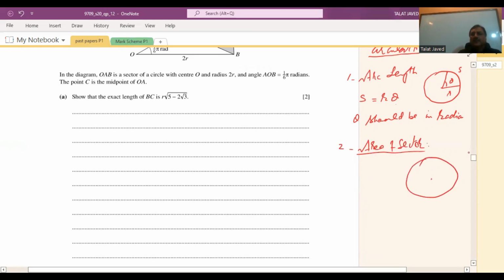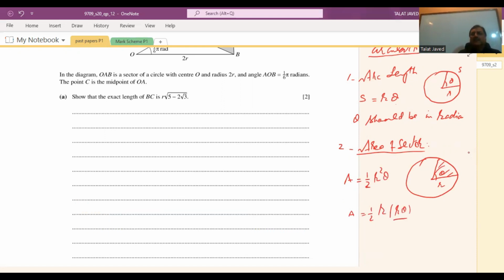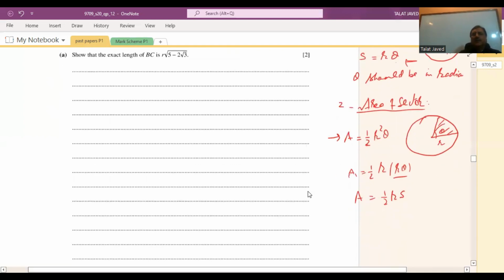A sector is this piece, if you cut it like this. To find its area, the formula is 1 over 2 r squared theta. You can write it as 1 over 2 r into r theta. This r theta is equal to s from the previous formula. So area is equal to 1 over 2 r s. So the formulas for the area of a sector are 1 over 2 r squared theta and 1 over 2 r s. Again, in this case, theta should be in radians.